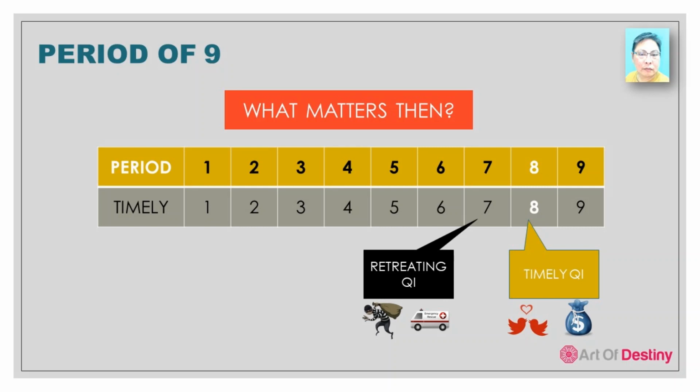In every period, there is a timely energy. So for example, during period 7, the timely energy will be number 7. In period 8, the timely energy will be 8. Of course, when you go to period 9, the timely energy will be 9. So let's take an example. Now we are in period 8, so the timely energy is 8. But what happened to the 7? The 7 is known as a retreating qi. Retreating qi is never a good sign, right? It's not a good thing.